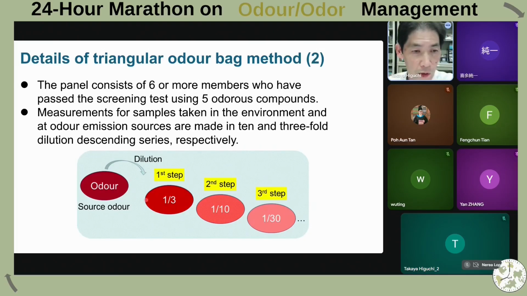3-fold series. At the first step, the odor is diluted and the concentration becomes 1/3. At the second step, the odor concentration will be 1/10, and so on. In case of ambient odor, the dilution will be made in 10-fold series.